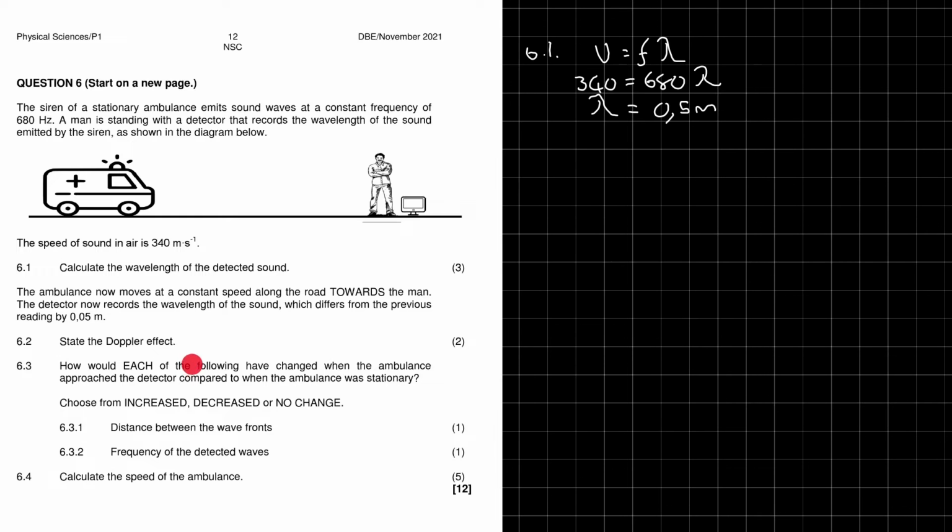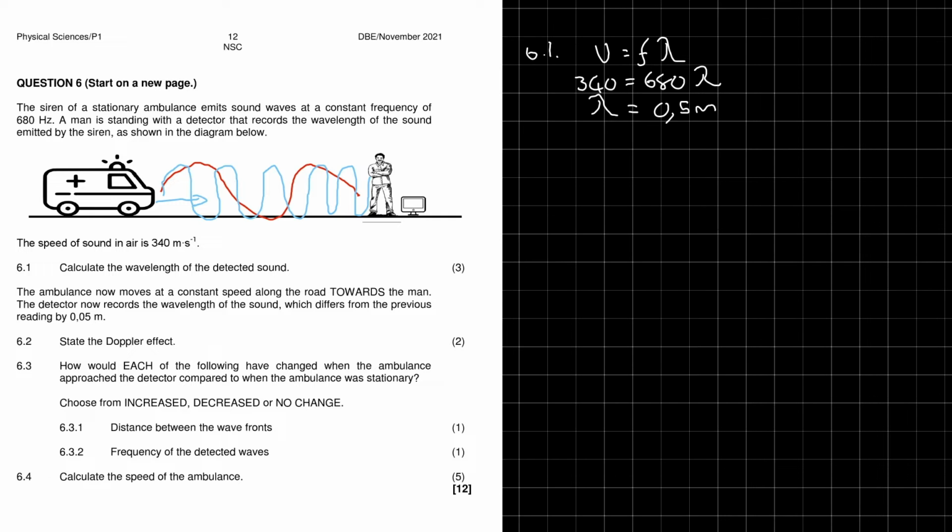So 6.3. How would each of the following have changed when the ambulance approached the detector compared to when the ambulance was stationary? Choose from increase, decrease, or no change. The distance between the wavefronts, what does that mean? That's actually your wavelength. Right now the ambulance is stationary, so it's going to look something like this. The wavelength sets. But once this ambulance starts to move, because it's moving this way, it's catching up to each of the waves that it releases. So the frequency increases, and the wavelength starts to decrease.